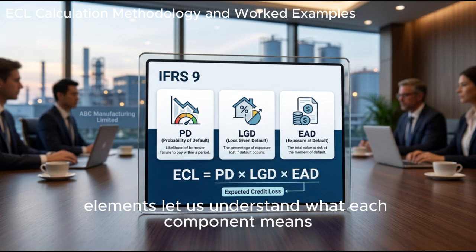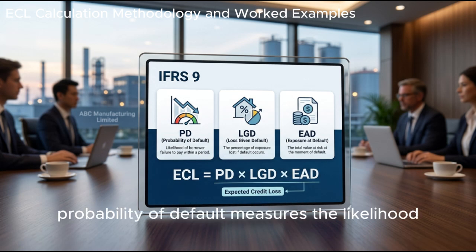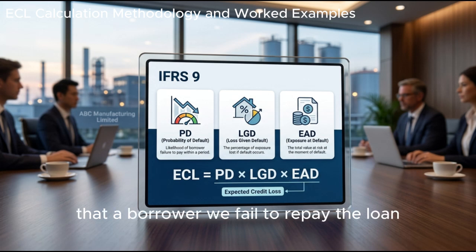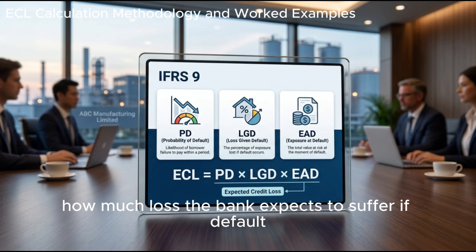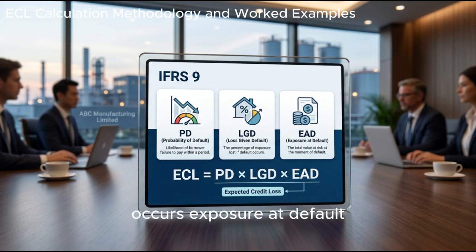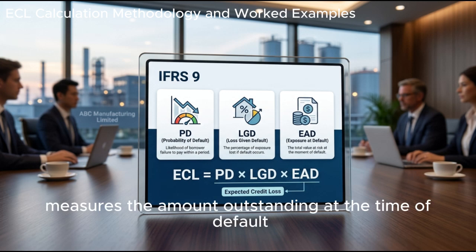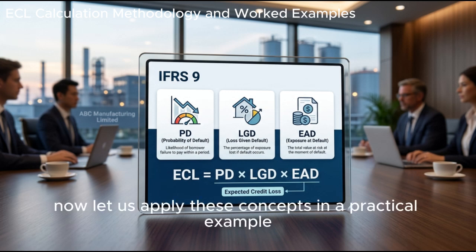Let us understand what each component means. Probability of default measures the likelihood that a borrower will fail to repay the loan. Loss given default measures how much loss the bank expects to suffer if default occurs. Exposure at default measures the amount outstanding at the time of default. Now let us apply these concepts in a practical example.